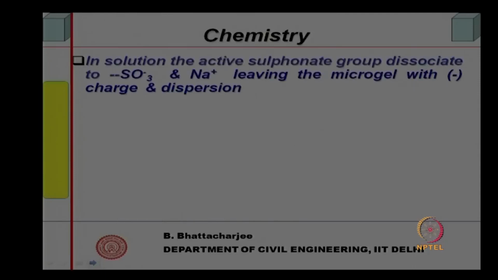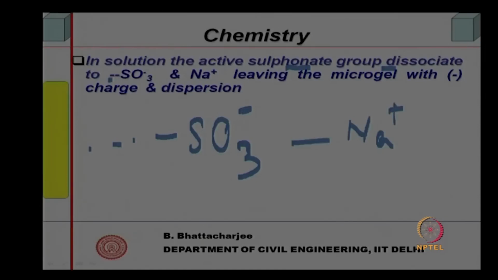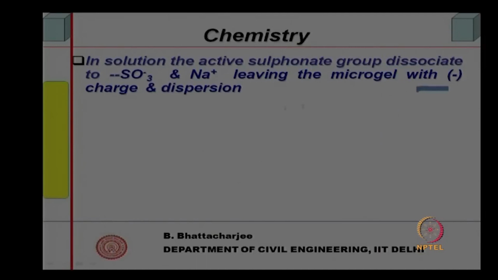And in the solution, what happens is the active sulfonate group dissociates to SO3 minus, plus the sodium. So sodium ion separates out, leaving this portion negatively charged. Therefore, the microgel structure of the phenyl propane is left with a negative charge. Now, these negatively charged molecules will push the particles apart. So, that is the whole idea.